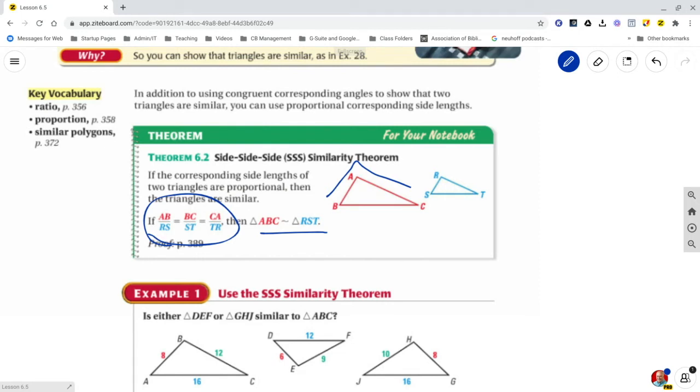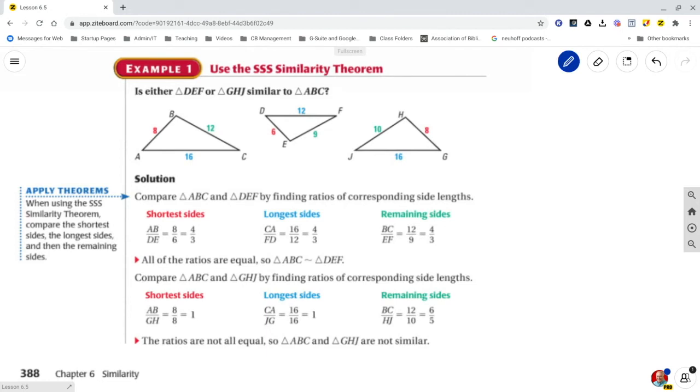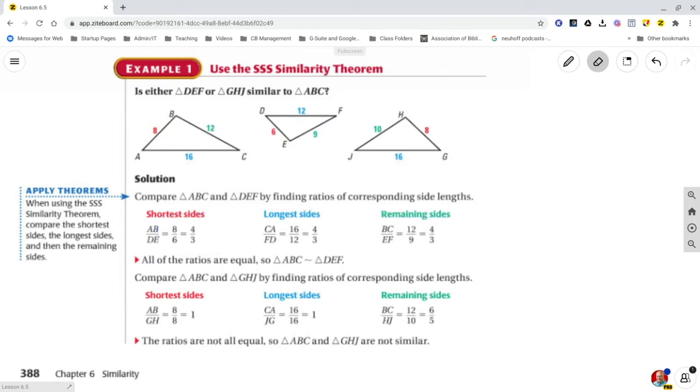When we evaluate each of those sides, we have an equal ratio for all three of the sides. That tells us then that the triangles are going to be similar. So here in this example, we're trying to figure out if either this triangle or this triangle are going to be similar to ABC. And the way we do it is we have what I'll call a short side, a medium side, and then a longest side. And we look at the ratio of each of those. And in all three cases, the ratio has to be such that it's the same value.